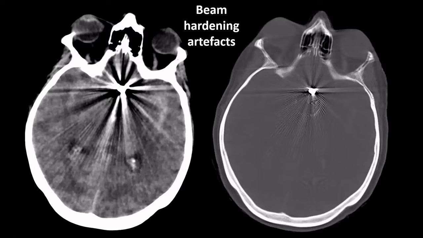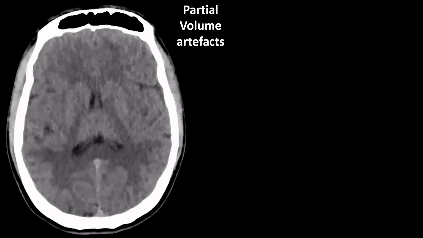And you don't necessarily have to have two dense structures. Here we see a lot of black lines radiating from this central structure, and this was a coiled aneurysm. So solitary structures that are very, very dense can also create beam hardening artifacts.